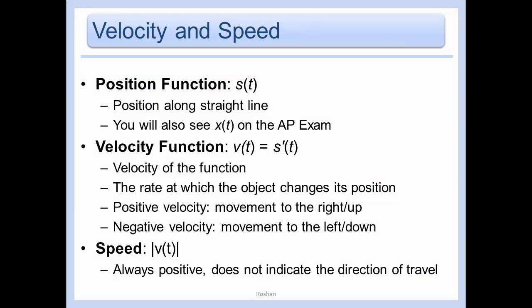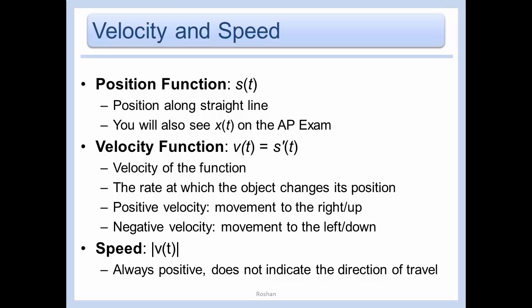Just some notation. The position function is going to be given by s of t, and that's just the position along a straight line, and we're just using that from our book. On the AP exam, it's usually denoted by x of t, but you'll get used to that. The velocity is always given by v of t, and that's just the derivative of the position function. And now the speed. The speed is just the absolute value of the velocity. Speed always has to be positive.